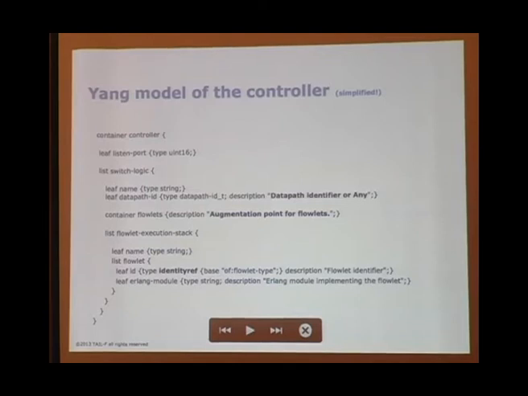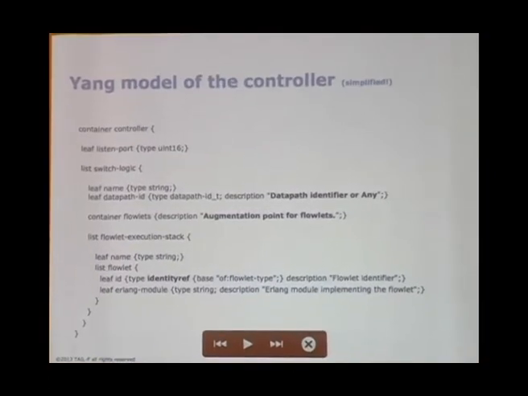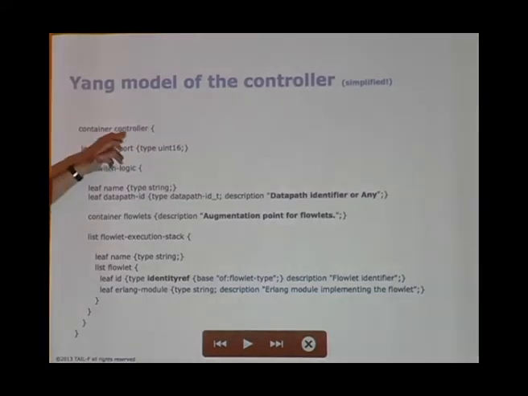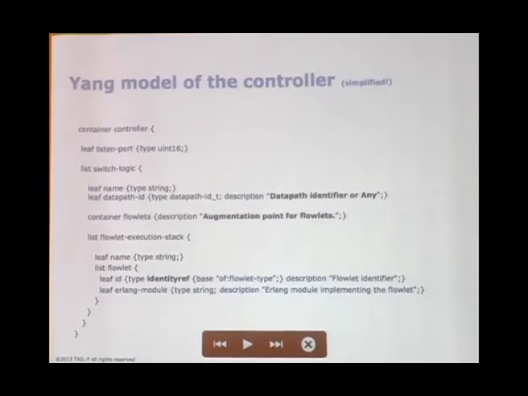So here's some YANG code. This is the model of the controller. You can compare YANG to, for example, HTML and the DOM model. It's like a tree of boxes. Here at the top we have a container called controller, and it contains something. This is the top of the configuration tree. The most important thing here is the listen port. We have to be able to set up a listen port where all the switches are supposed to connect.